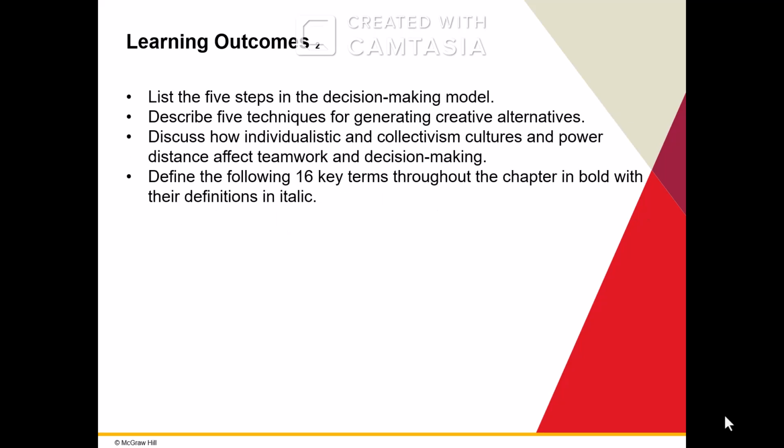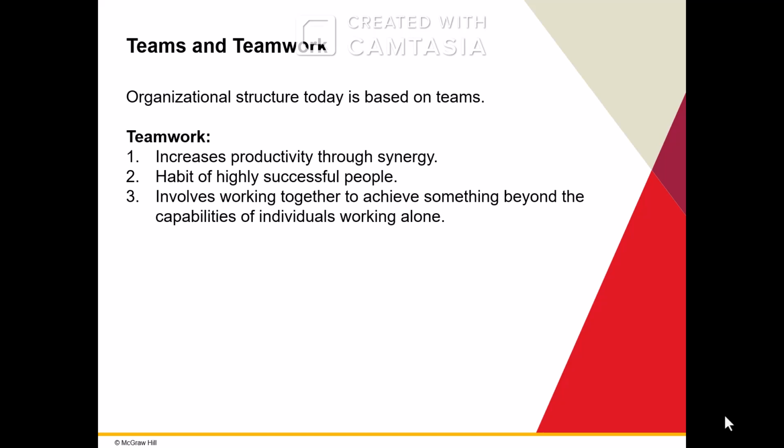Then the second part of our chapter is listing the 5 steps in the decision-making model, describe 5 techniques for generating creative alternatives, then discuss how individualistic and collectivist cultures and power distance affect work and decision-making.